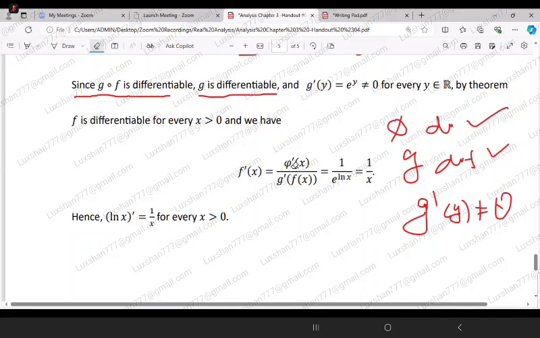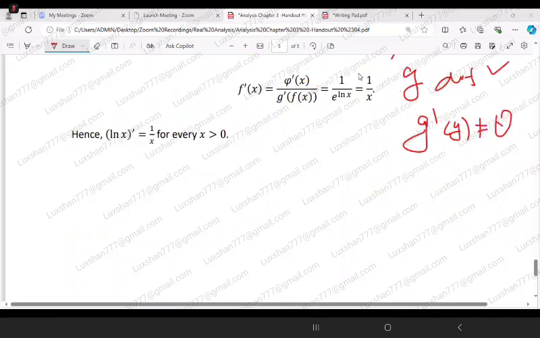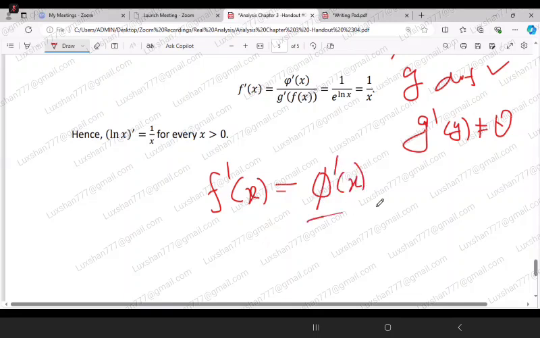According to that, f dash x is equal to phi dash x over g dash y. That is the definition, no? So what do we have? We have f dash x is equal to phi dash x over g dash y. So what is the relation between x and y? That is important. What is the relation between x and y? Y is equal to f of x. That is the thing.